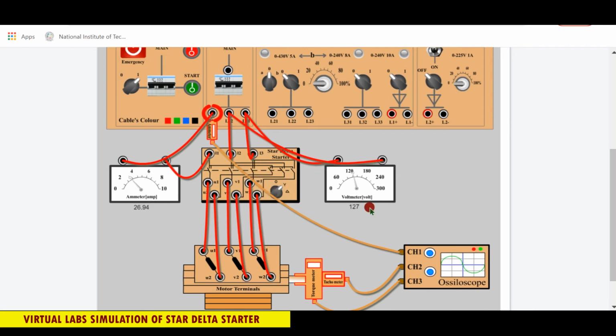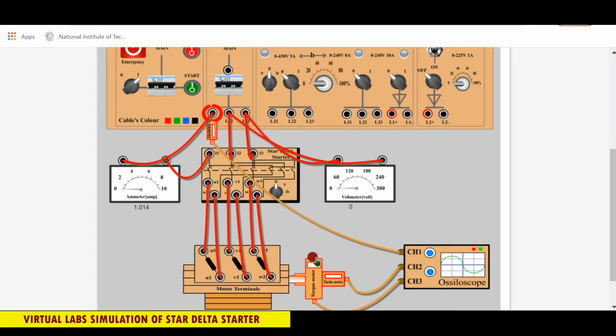As you can see over here, the voltmeter shows 127 volt line to line voltage, which is less compared to delta connection. And the ammeter connected in series with the line shows a line current of 26.93 ampere. Again, you see the starting current is very much higher normally, but in this case it is reduced.